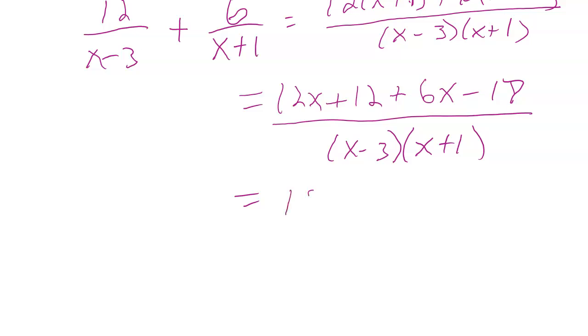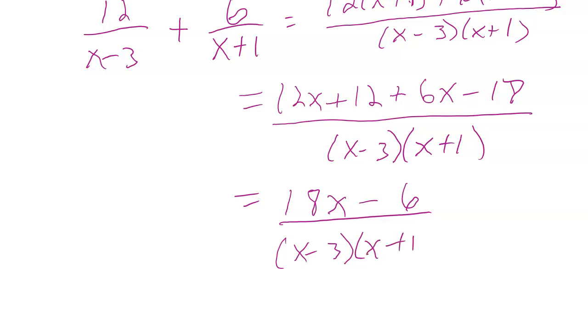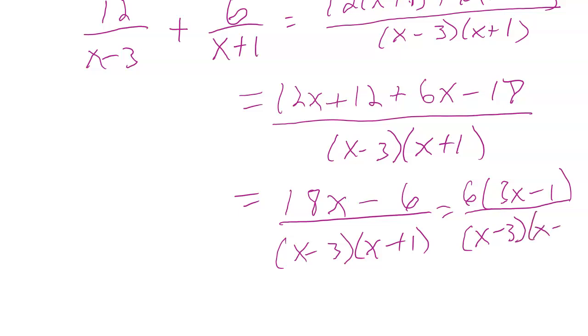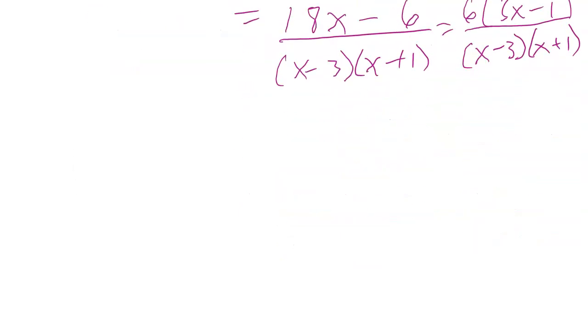All right, so I get 18x minus 6 over x minus 3, x plus 1. I want to factor out the 6, but it's not going to help me. I guess it's a good habit, but nothing's going to reduce. It is what it is. It'd be cool if it was 6x minus 18 and then stuff would have reduced, but it's not. On to the next.